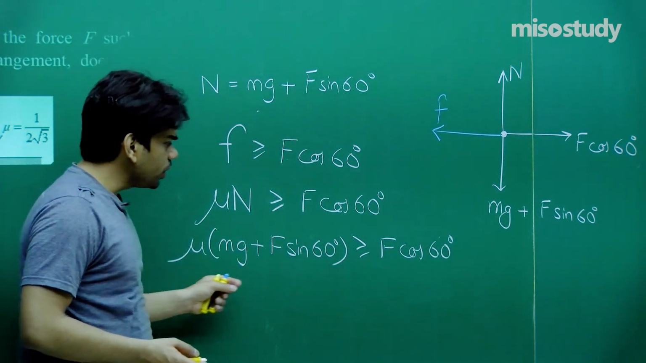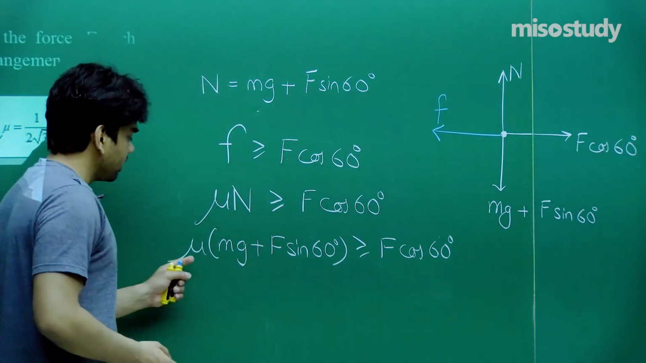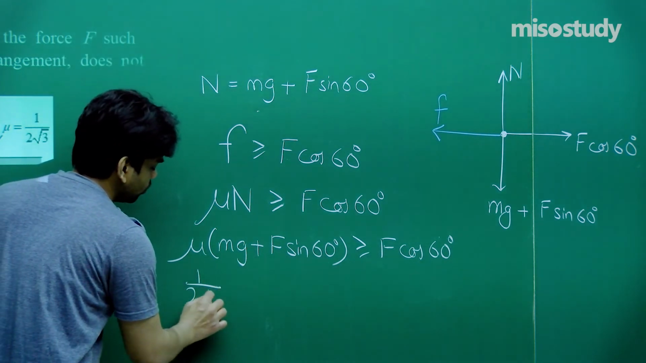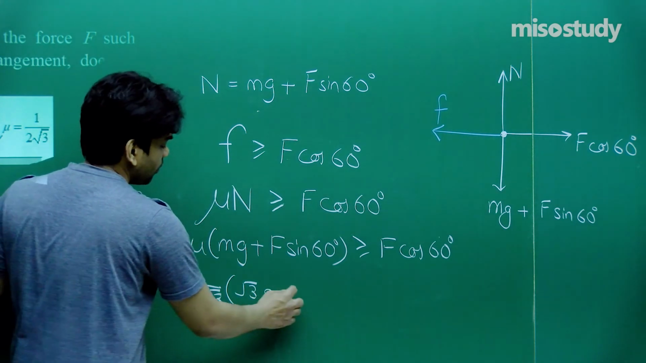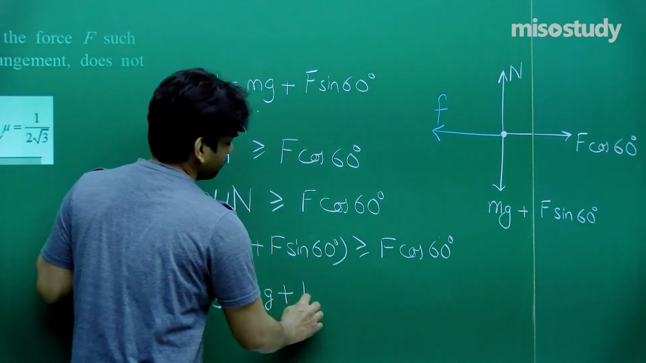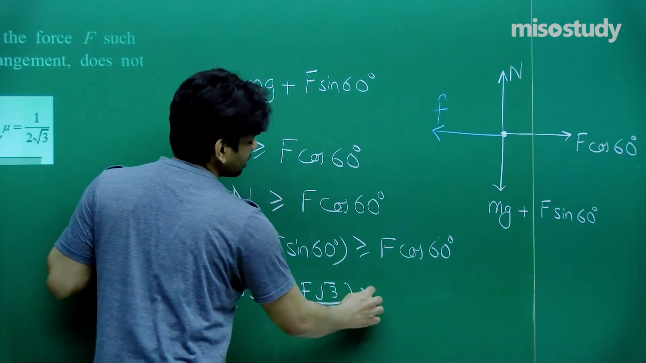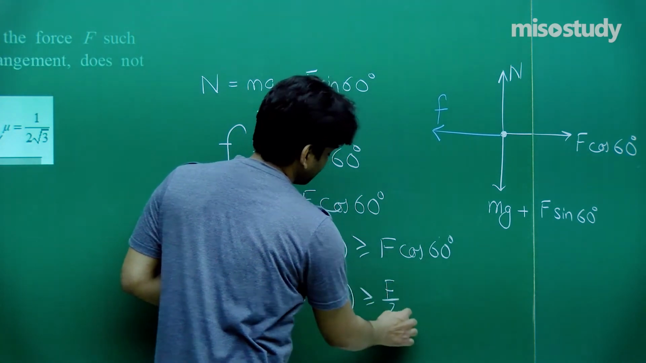Now we only have to put in the values. Everything is quite clear. Mu value is 1 upon 2 root 3, so let me put 1 upon 2 root 3. M is root 3, so root 3 into g plus F sin 60, which is root 3 by 2, is greater than or equal to F cos 60, that is F by 2.